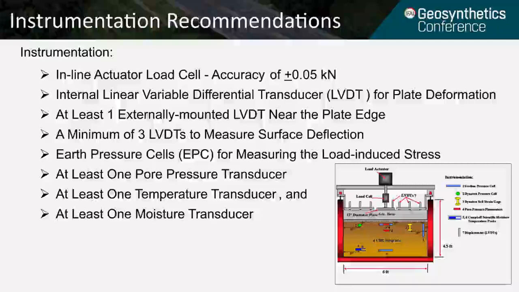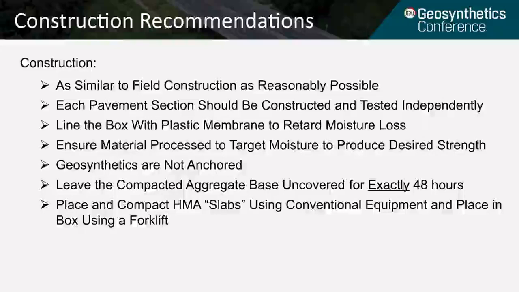One temperature transducer and one moisture transducer are recommended to monitor the environmental conditions to make sure that the pavement sections are consistent and that the quality of the pavement has not changed during the test cycling of the pavement section. To ensure that model pavement sections are constructed repeatably, construction recommendations are provided. Each model pavement section should be constructed as similar to field construction procedures as reasonably possible. Each pavement section should be constructed and tested independently to ensure that each pavement section performs as intended.